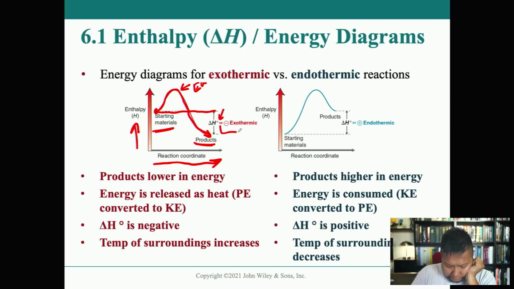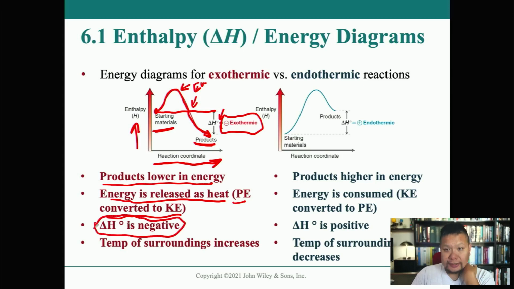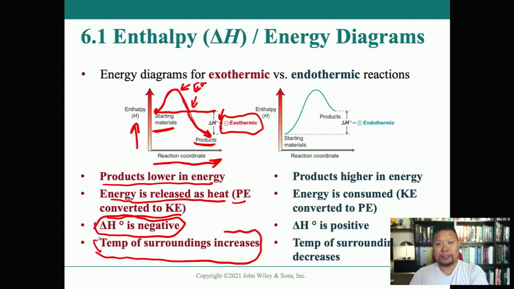And so an exothermic reaction always results in a negative delta H, right? Products are lower in energy. Energy is released as heat. That's basically potential energy in these molecules during the reaction, and it's converted to kinetic energy in the form of heat. And as already said, delta H is always negative. The sum total of all of this is that the temperature of the surroundings increases, because the reaction is releasing heat.